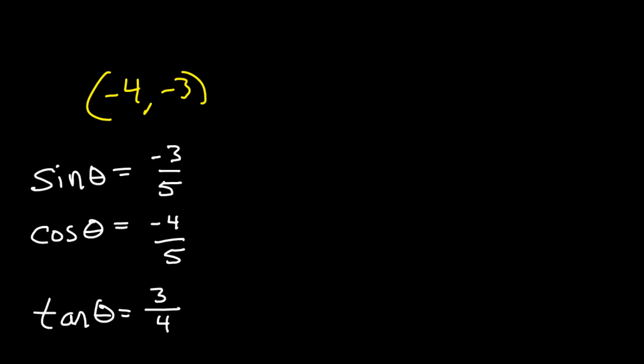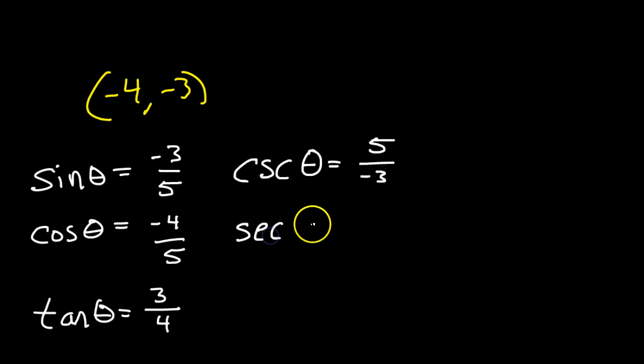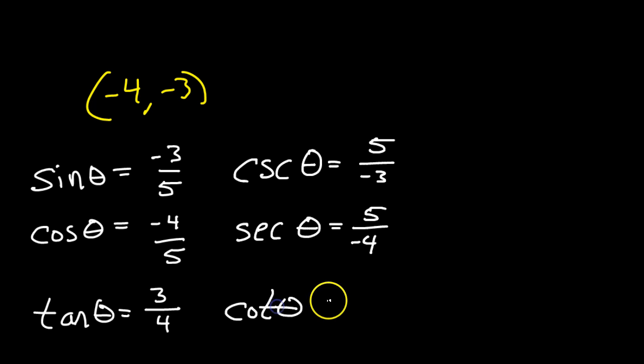Now, we don't even need the picture anymore to write the other 3 trig functions, because they are the reciprocals of these. So the reciprocal of the sine function is the cosecant function. So that'll just be 5 over -3. The reciprocal of the cosine is the secant function. So that'll be 5 over -4. And the reciprocal of the tangent function is the cotangent function. So that'll be 4 over 3.